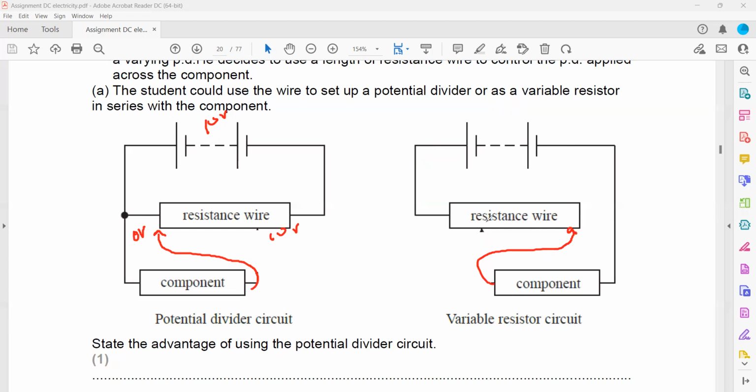here, now this resistor and component are in series, so voltage will divide. So if it's 10 volts, maybe if they have the same resistance, 5 volts here, and the remaining 5 volts will be across the component. So we cannot achieve 0 volts across the component in a variable resistor circuit. But in a potential divider circuit, the voltage can be reduced to 0. That's the advantage of potential divider circuit over a variable resistor circuit.